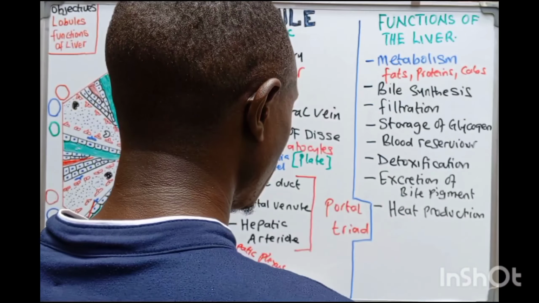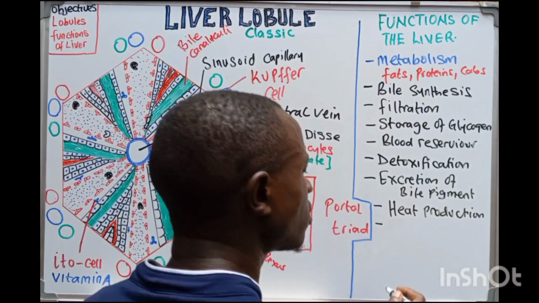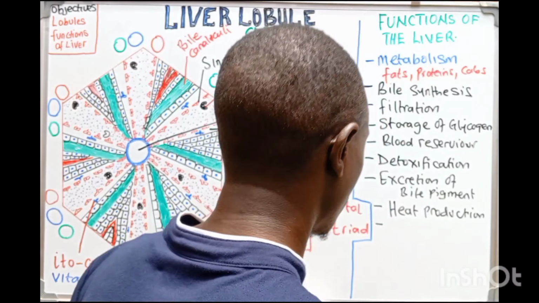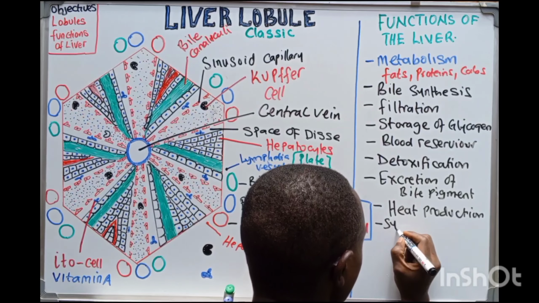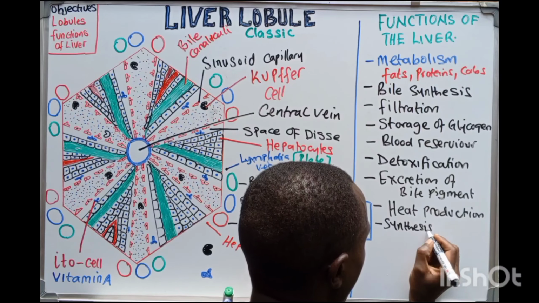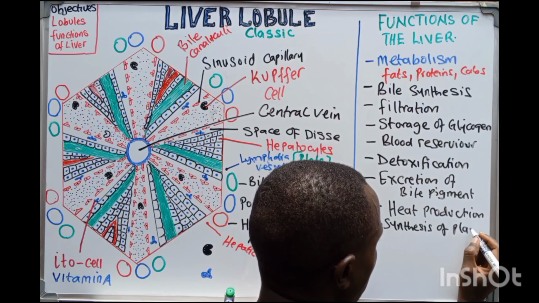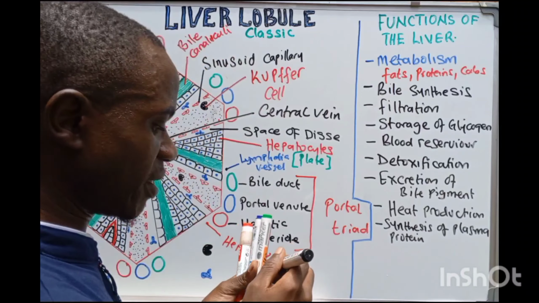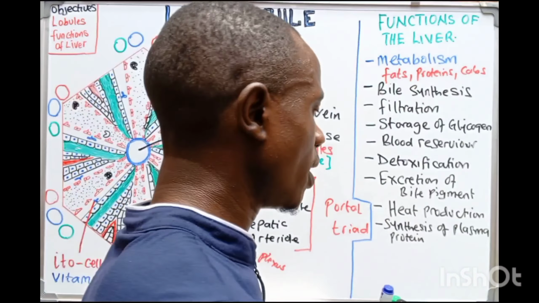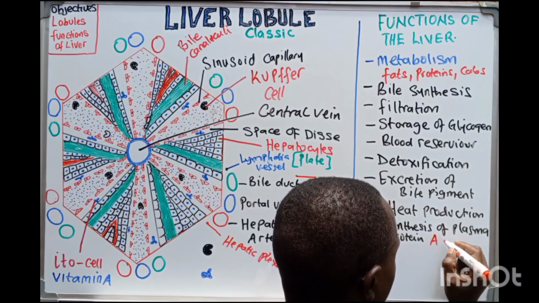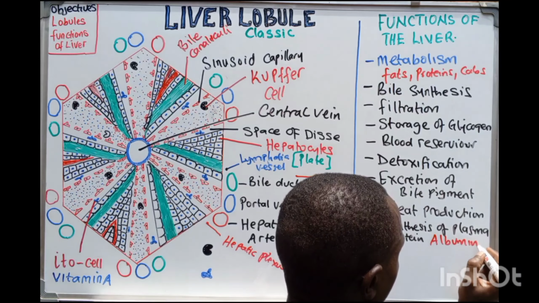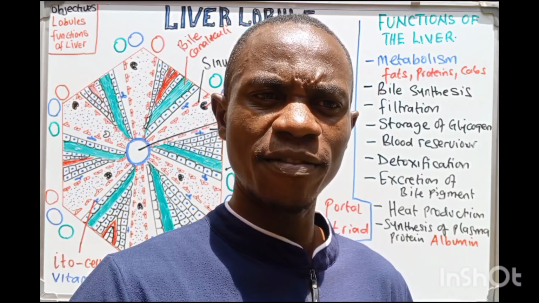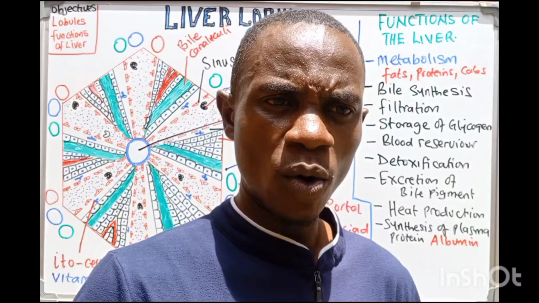Okay, another very important function of the liver is what we call synthesis of plasma proteins. Here the classic example is going to be the protein albumin, which maintains the oncotic pressure, preventing fluid from leaving the blood vessels, which might lead to what we call edema.